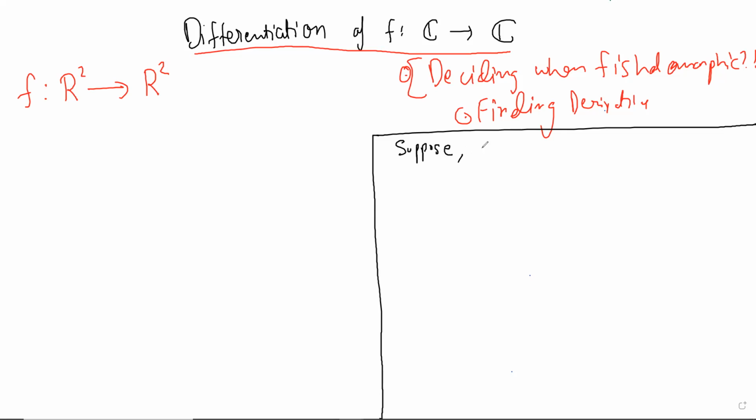Suppose f from omega to C is differentiable. Okay, so something very obvious I'll do, and this is at z naught. Let's say at z naught.